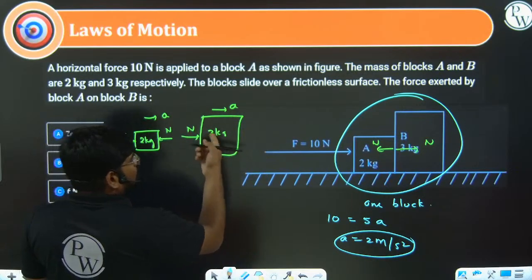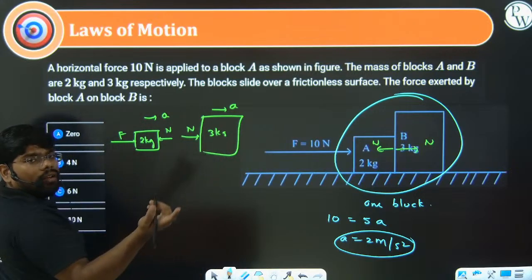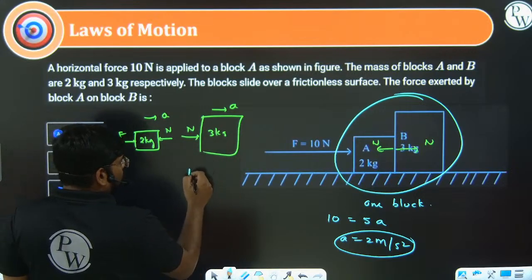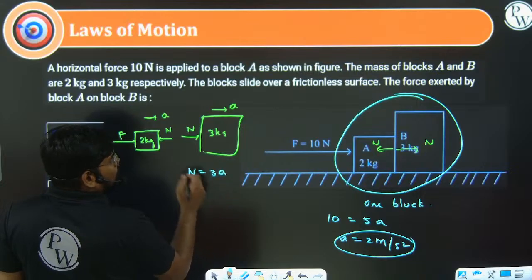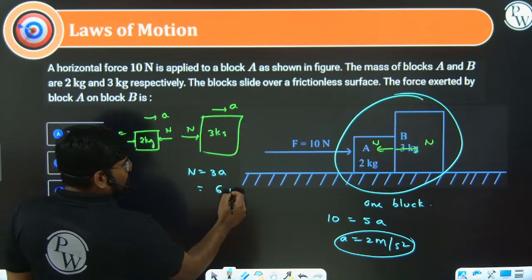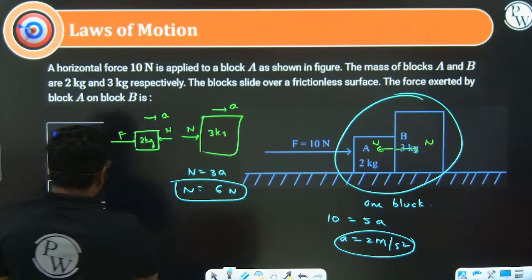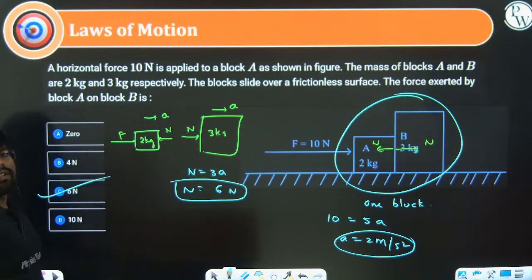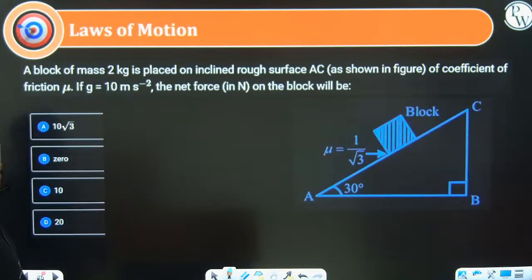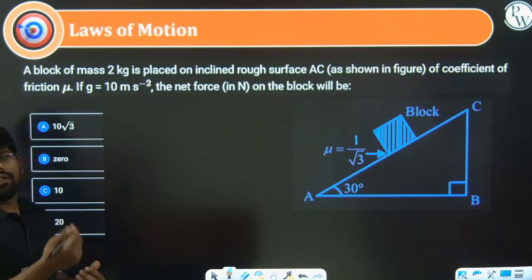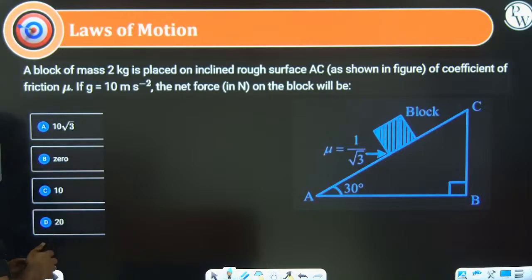We got the acceleration, now we want the normal reaction. Now you take any one of the equations. We can take N is equal to 3a, net force is equal to mass into acceleration. So 6 newtons. The normal reaction is coming out to be 6 newtons. The force is 6 newtons. Okay, so these are the things we are having. Again, the questions are the same: motion, forces, free body diagram, writing equations, then solving to find what they're asking.